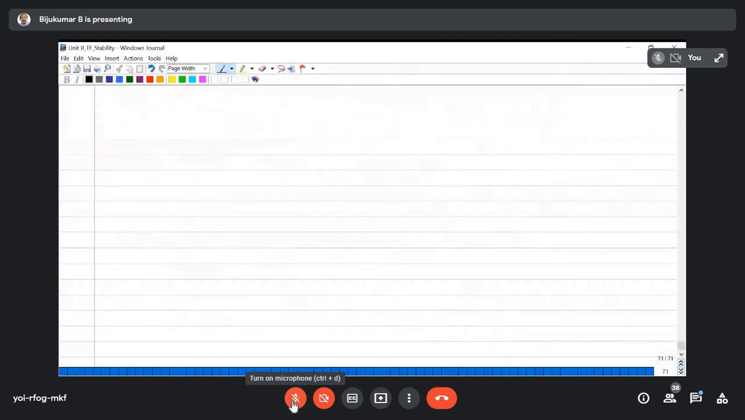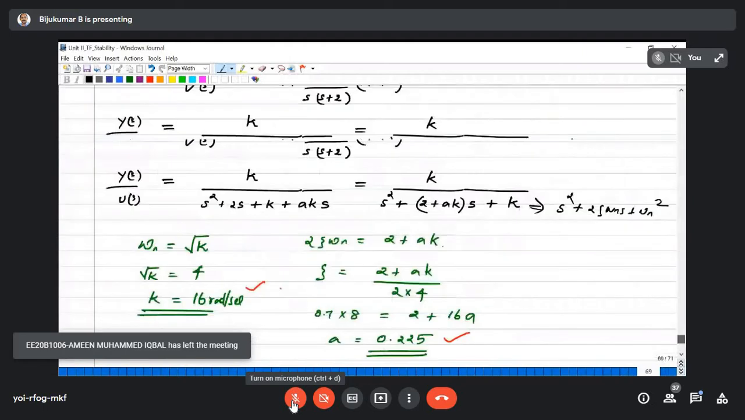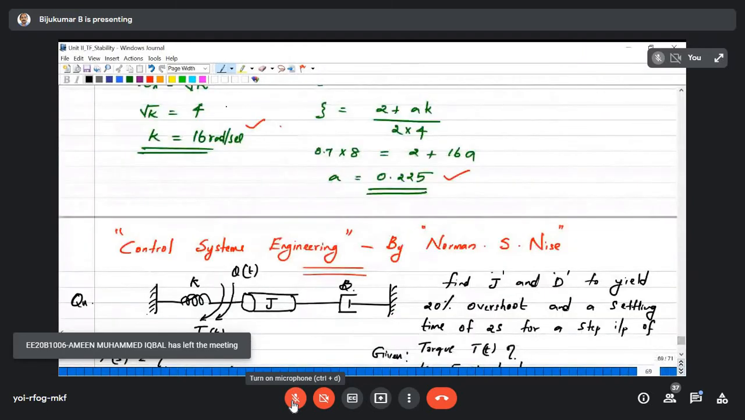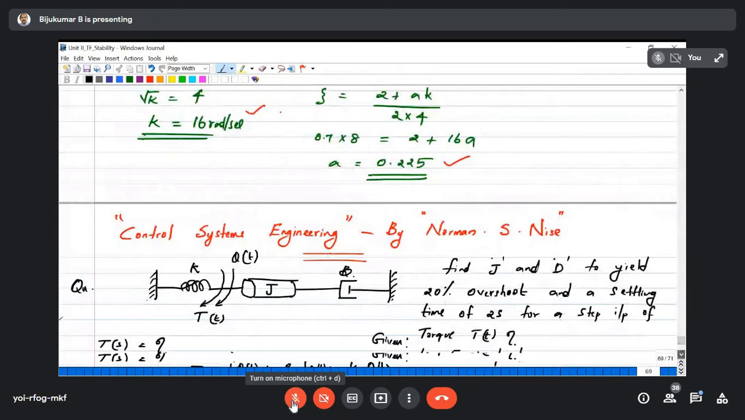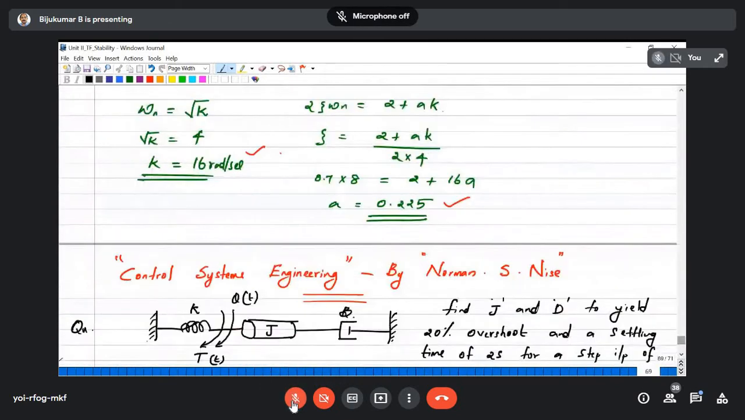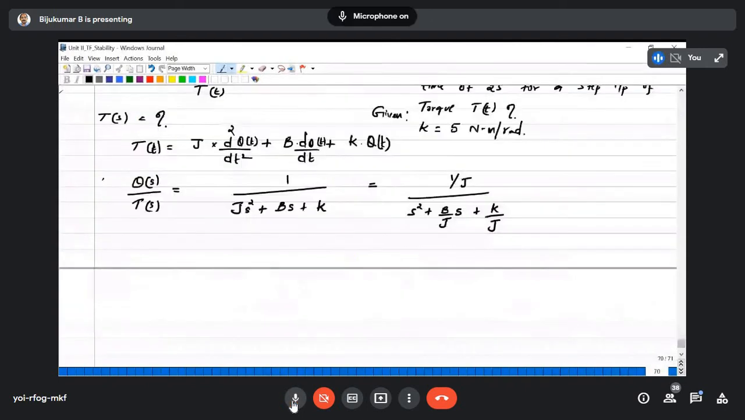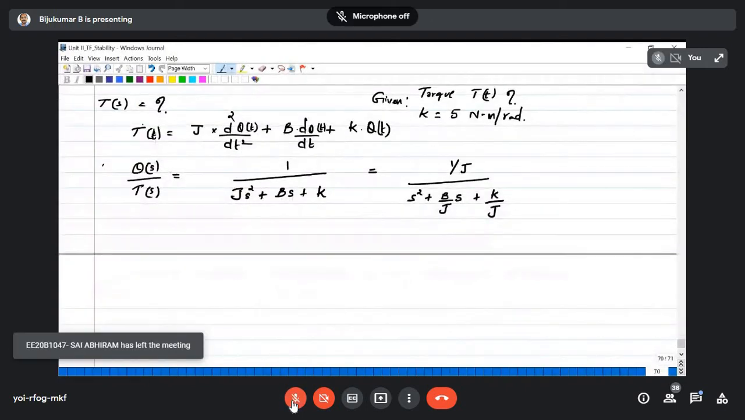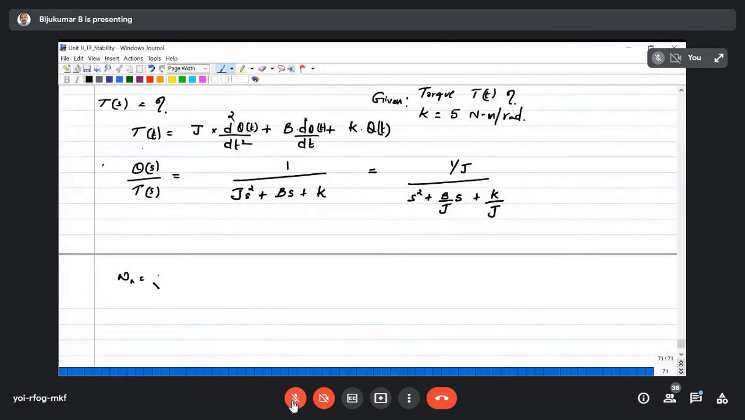We can write, sorry, so what is omega n? Yeah, omega n is equal to root K by J, and 2 zeta omega n is equal to B by J.